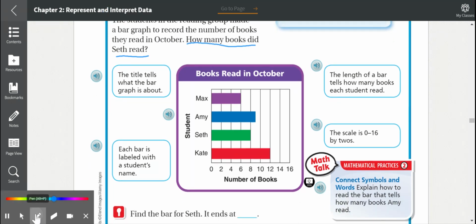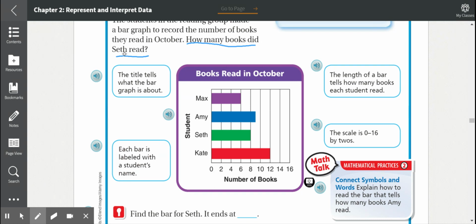Let's look at this bar graph. Books read in October. On this side here, it says student. So we have Kate, Seth, Amy, Max. On the bottom, it has number of books. See how the scale, down here, is how the numbers are moving. So we go from 0, 2, 4, 6, 8, 10, 12, 14, 16. So we would say that our scale is going up by 2s. It goes from 0 to 2, so we know it's going by 2s.